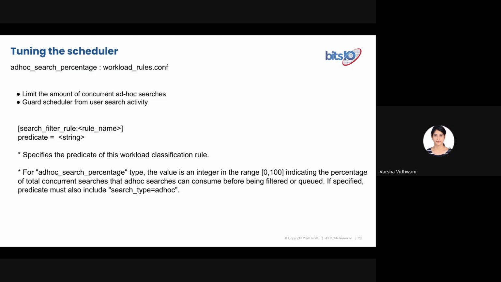The value itself is an integer between 0 and 100, and it represents the maximum percentage of concurrent search slots that ad hoc searches are allowed to consume. To summarize, ad hoc search percentage gives you a safety mechanism to manage the workload from user-initiated searches, and ensure that the scheduler remains stable, predictable, and capable of running all the required scheduled tasks without delays.